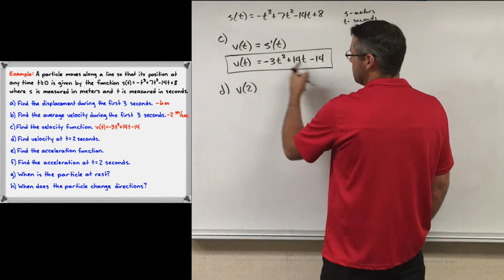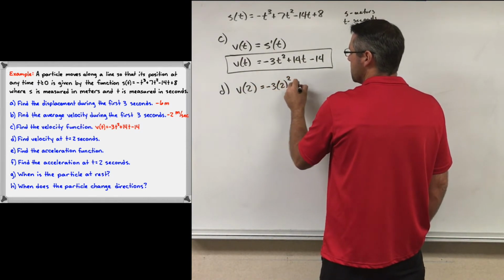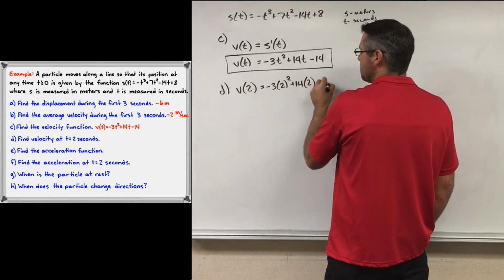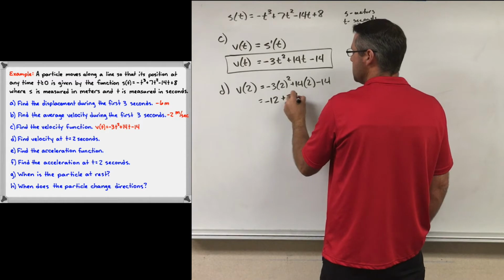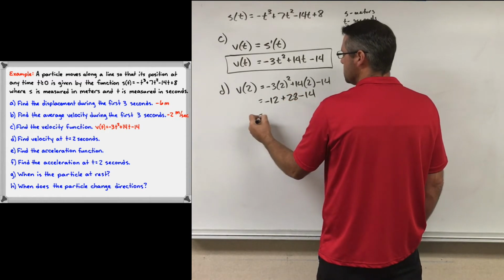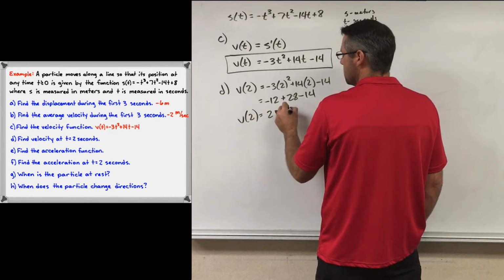So we'll just plug that into my velocity function. So that would be negative 3 times 2 squared plus 14 times 2 minus 14. So that's going to be 4. That would be negative 12 plus 28 minus 14. So that's 14. So that's going to be 2 right there. So that's going to be 2 meters per second.